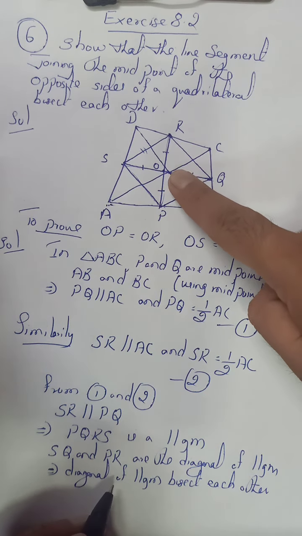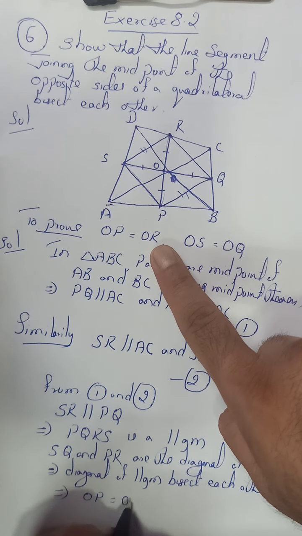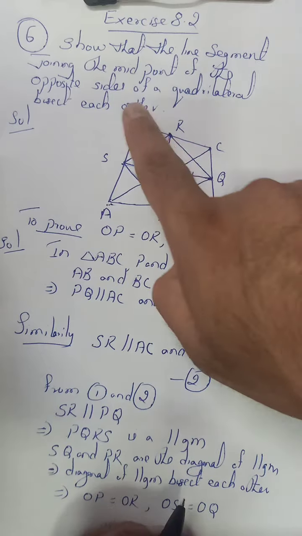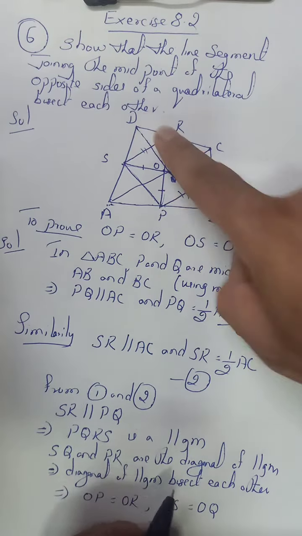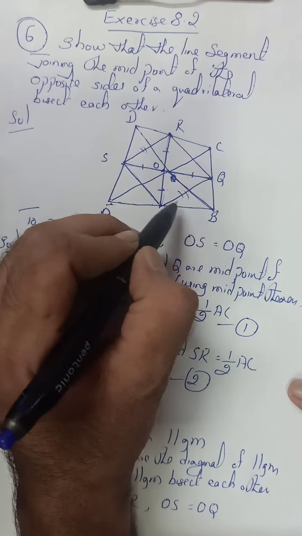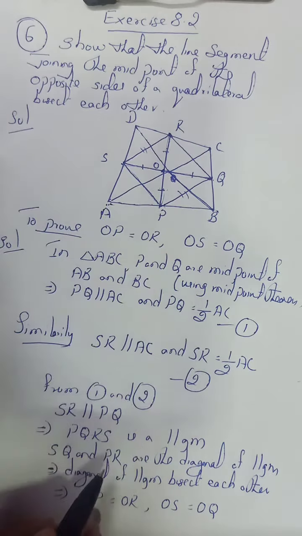Parallelogram में क्या होता है? Diagonals they bisect each other. तो इसका मतलब ये हो गया, ये रिजल्ट आ गया. That is OP is equal to OR and OS is equal to OQ. यही प्रूव करना ना. So they bisect each other. मतलब ये जो O point है, it is a midpoint of PR and this O is also a midpoint of SQ. यही तो प्रूव करना आपने.